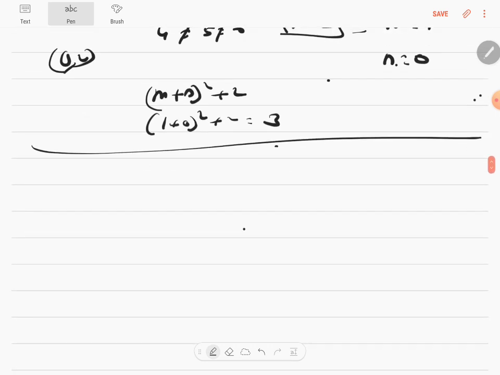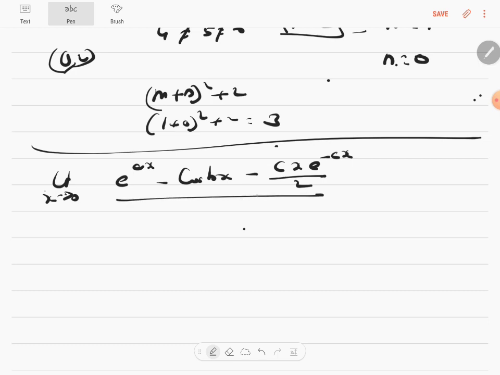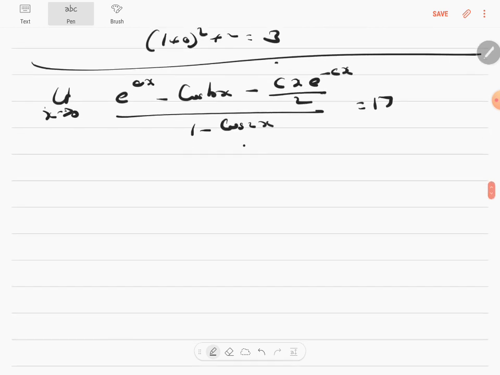Okay, the next question that we learned today is the limit as x tends to 0 of e to the power ax minus cos bx minus cx into e to the power minus cx by 2, divided by 1 minus cos 2x. This limit itself is 17. Okay, so while solving this, they have given some options. How to do this sum is only by using Taylor series, because this is something that we don't learn in 12th for the board exam. So you have to know Taylor series to be able to solve this sum.